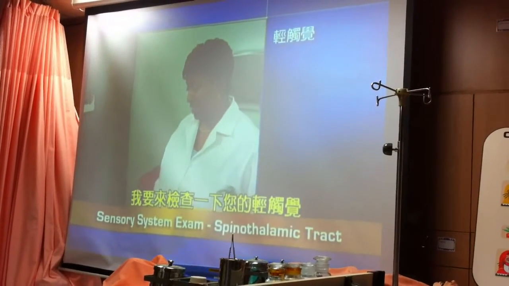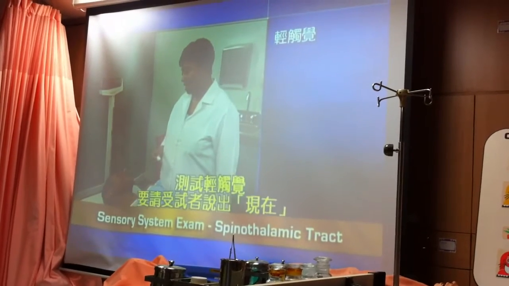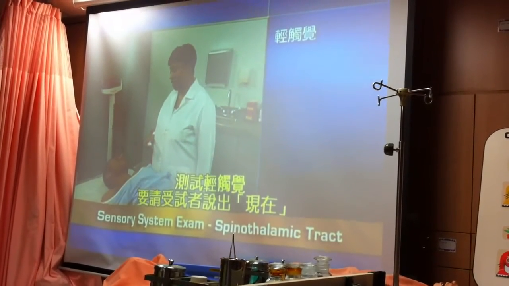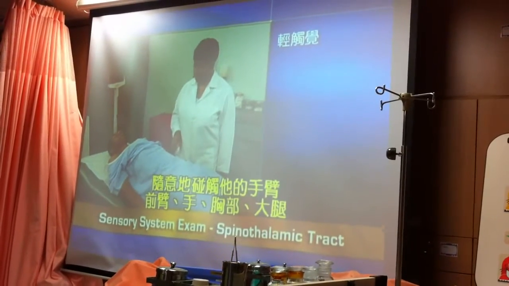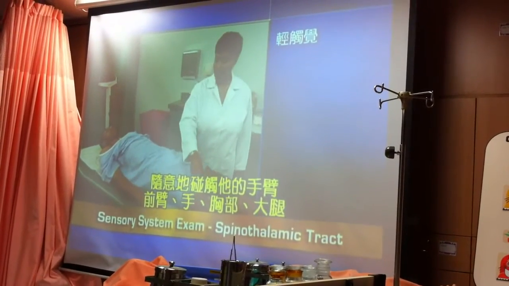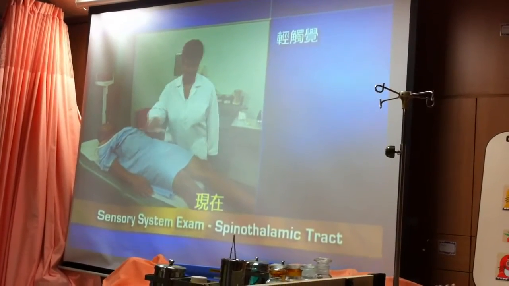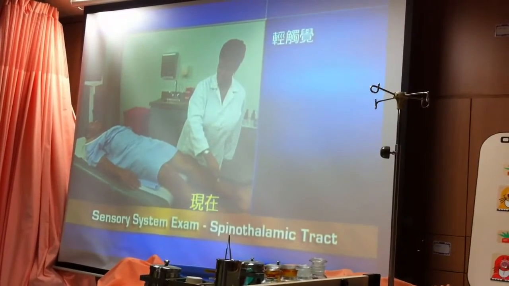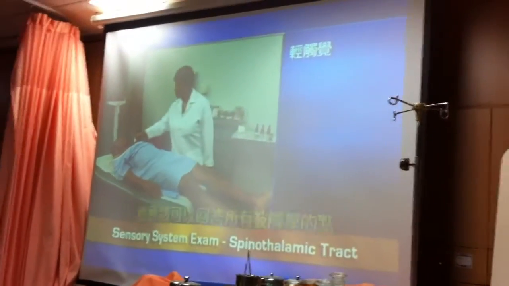I'm going to check light touch sensation. I'm going to touch different parts of your body, and I need for you to tell me. To test light touch, ask the person to say "now" when you randomly apply a cotton wisp to his arms, forearms, hands, thighs, and legs. He should report feeling light touch in all points that you touch.